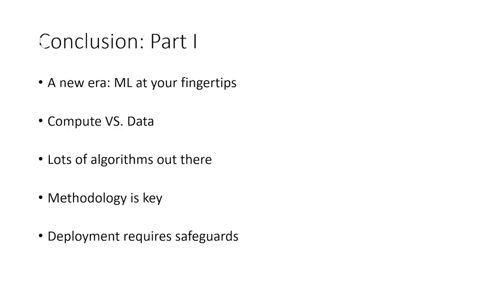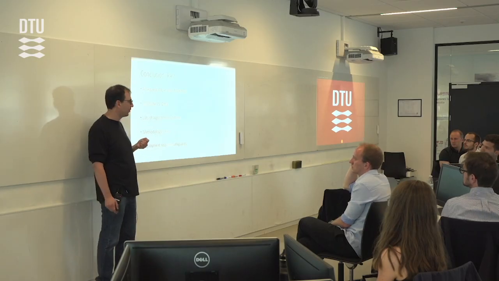Okay. So to conclude this first overview part, this is a new era for machine learning. Basically, the effort to use machine learning has become negligible. You need a connection to the internet, Python, and that's it. If you have that, that's all you need. You need to think about your compute efforts versus your data, how much data you have, how much compute you're willing to spend. There are lots of algorithms there. Today, we're going to discuss a very small number of algorithms, which to me are basic. But there are lots of algorithms out there. You don't need to find the fanciest one. Just find the one that works for you.